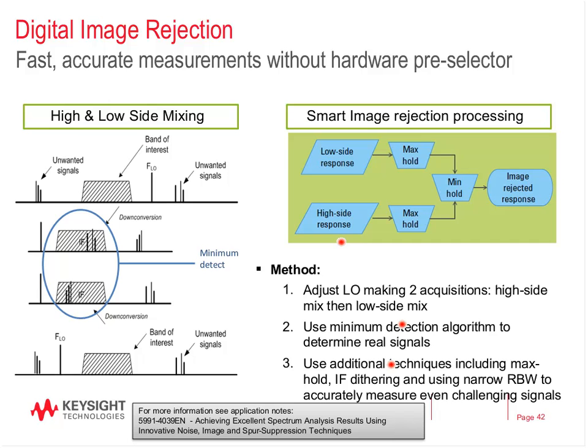Now, there's other things we do. So this works great for CW-like signals. As you get modulated or pulsed signals, you've got to be worried about getting confused between what a real spur is and what it's not. And there's other techniques such as IF dithering and the max hold functionality that I described earlier. Now there's quite a bit that goes into this. If you want to learn more about this, there's a dedicated application note I have at the bottom here that goes into greater detail on how this actually happens.